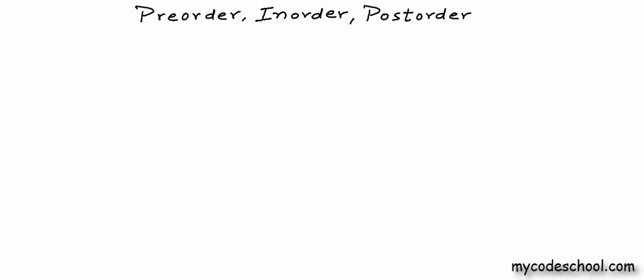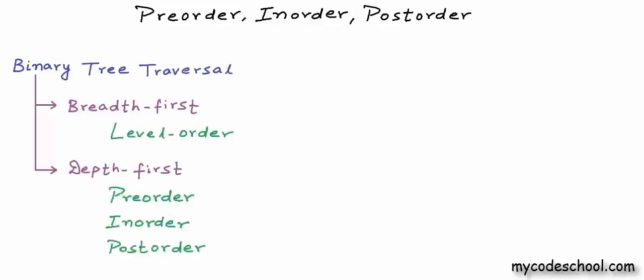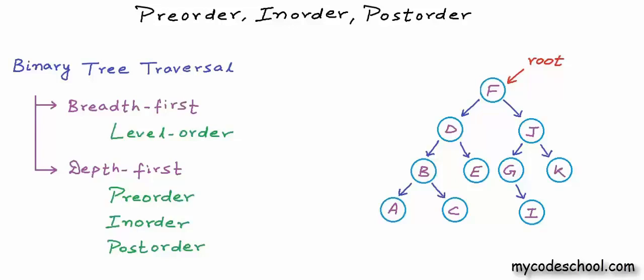In our previous lesson, we talked about level order traversal of binary tree, which is basically breadth first traversal. Now in this lesson, we are going to discuss these three depth first algorithms: preorder, inorder, and postorder. I have drawn a binary tree here. Data type filled in the nodes is character.